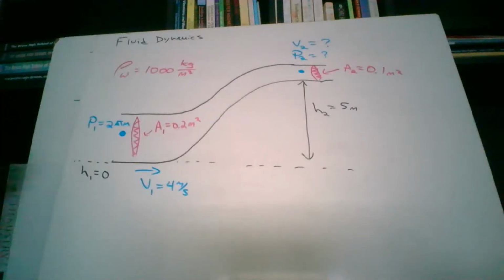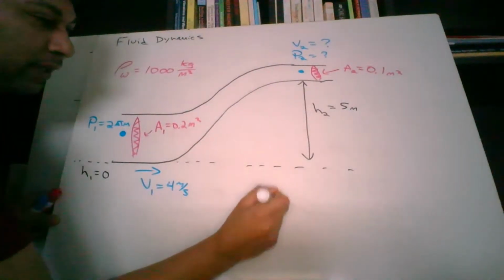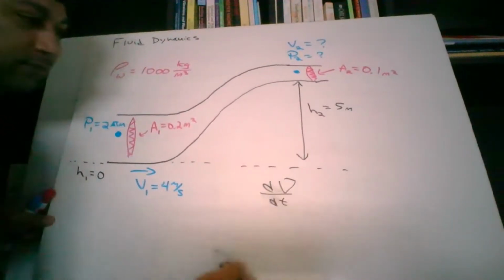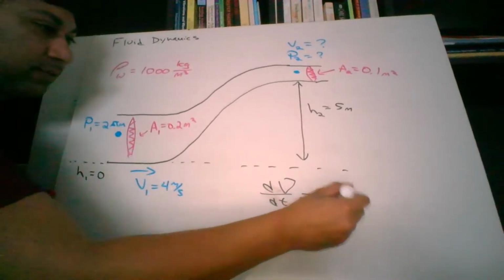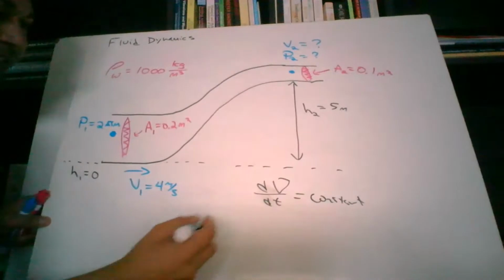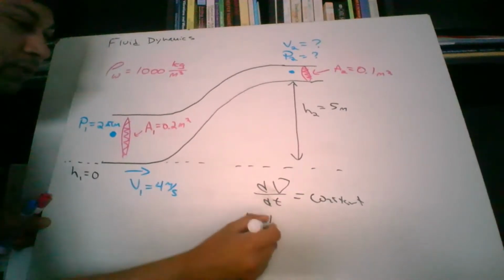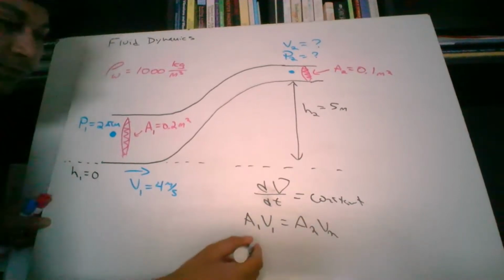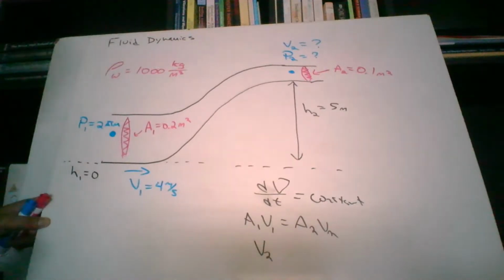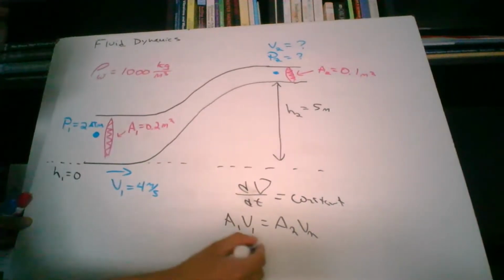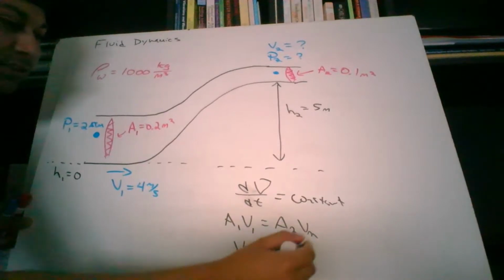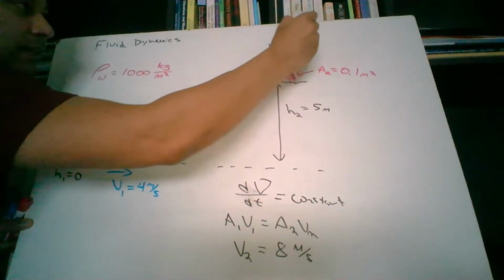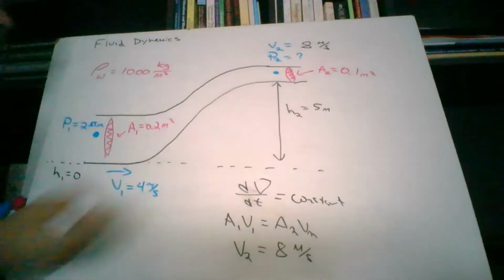Because the volume over dt is constant, as always, that's going to be true. Then we get that A1 V1 is equal to A2 V2. And if we solve for V2 here by plugging in A1, A2, and V1, we will end up with 8 meters per second. So the velocity here is 8 meters per second. That's how fast it's moving.